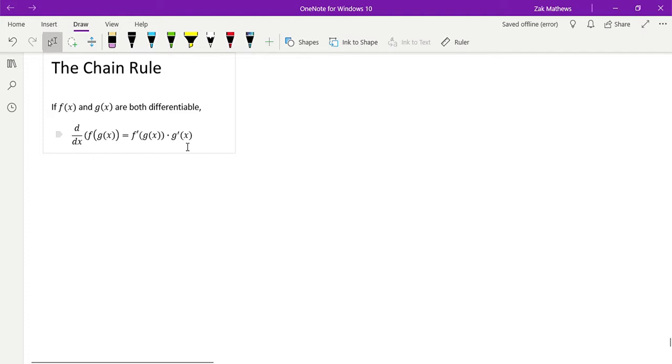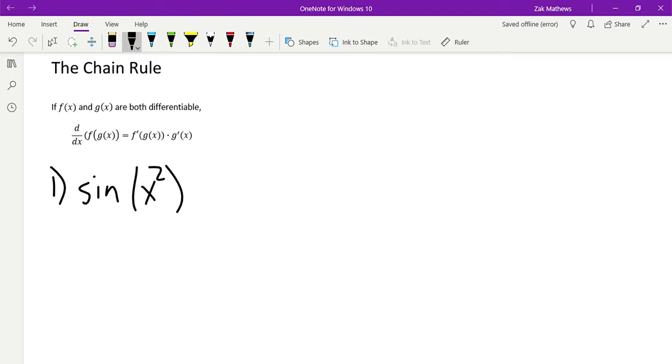So let's take a nice simple example to start off with. Sine of x squared. And we want to find the derivative of this. So let me stick the d/dx operator in front. We need to know what we're trying to do with the problem. So I want to take the derivative of this sine of x squared.